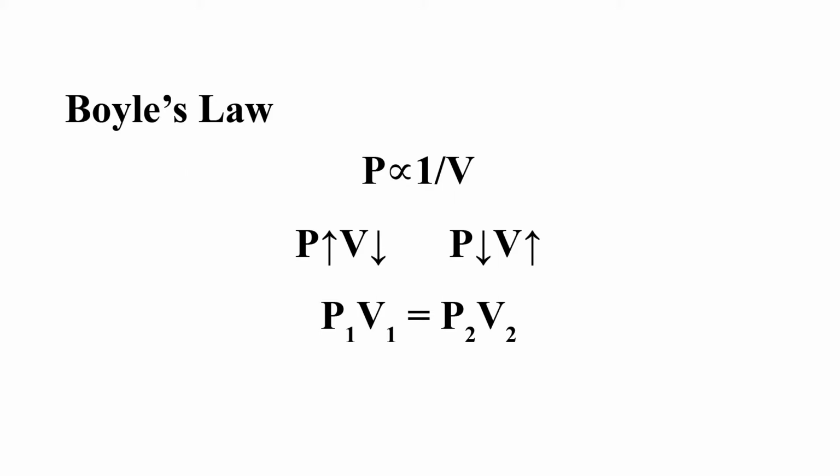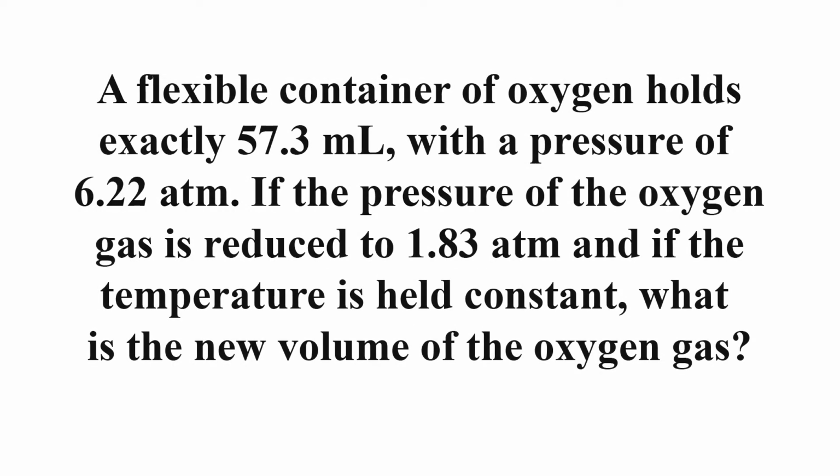Just as it was with M1 V1 equals M2 V2, the species of your gases must be identical. If it changes, then your moles are not constant and you are not able to use Boyle's Law for that problem. Let's do a quick Boyle's Law problem. A flexible container of oxygen holds exactly 57.3 milliliters with a pressure of 6.22 atm. If the pressure of the oxygen gas is reduced to 1.83 atm and if the temperature is held constant, what is the new volume of the oxygen gas?